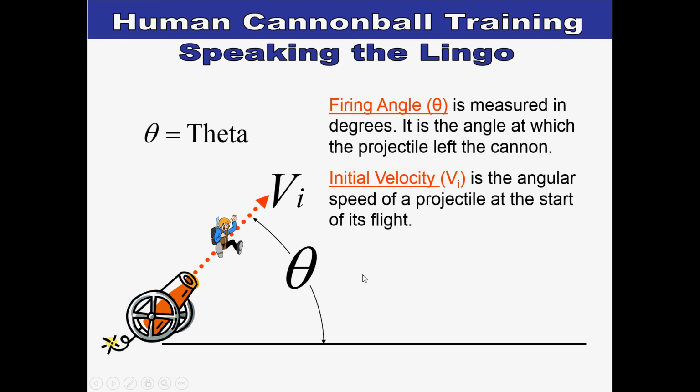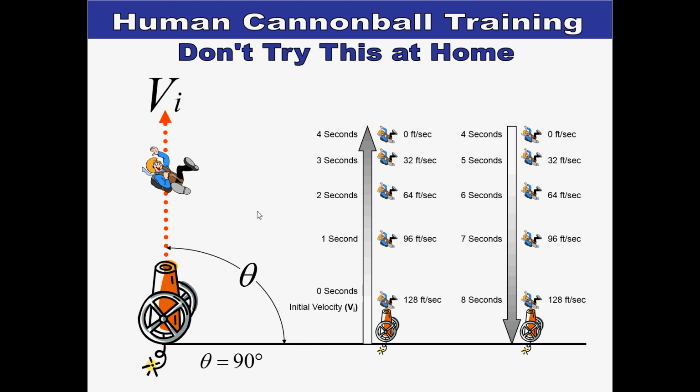Also, how fast is he fired? How much energy does he come out with? How much gunpowder was in there? What is this velocity? We're going to say this is his initial velocity, or V sub I, because that's the velocity he has initially on leaving the cannon. All right, so let's start out. We're going to point the cannon straight up, so we're going to have a theta, an angle of 90 degrees. We fire Fred, and we'll say that when he first exits the cannon, he's going 128 feet per second.